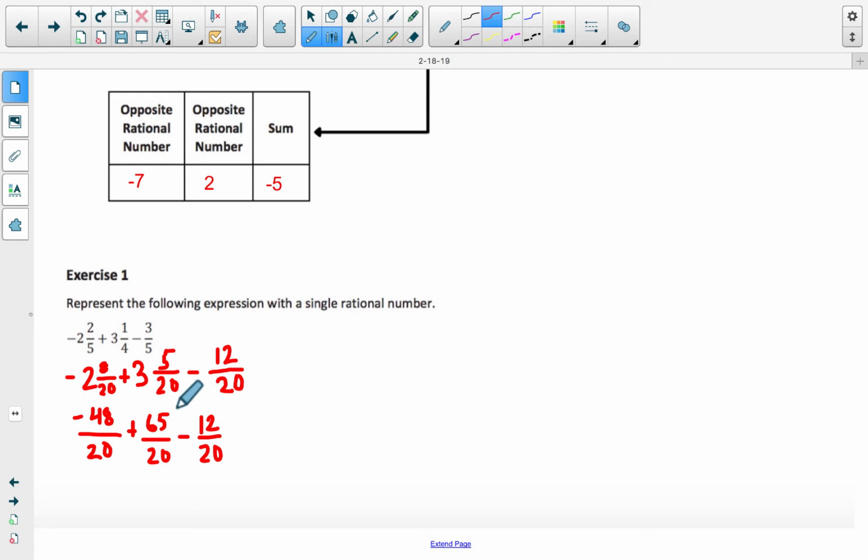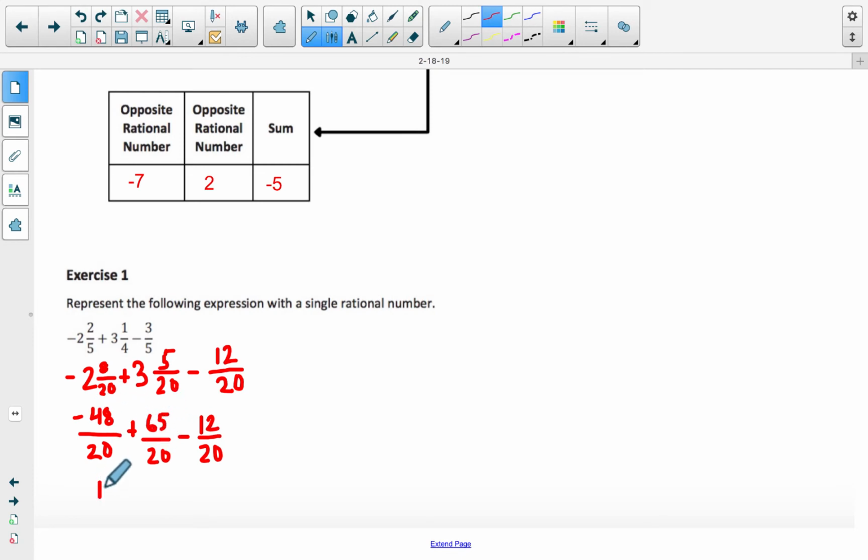Now, at this point, all you need to do is use your negative number rules that we know to add and subtract the denominators. -48 plus a positive 65 is 17. They're different signs, so you subtract and you keep the sign of the number that is further from 0. 65 is further from 0 than the -48.